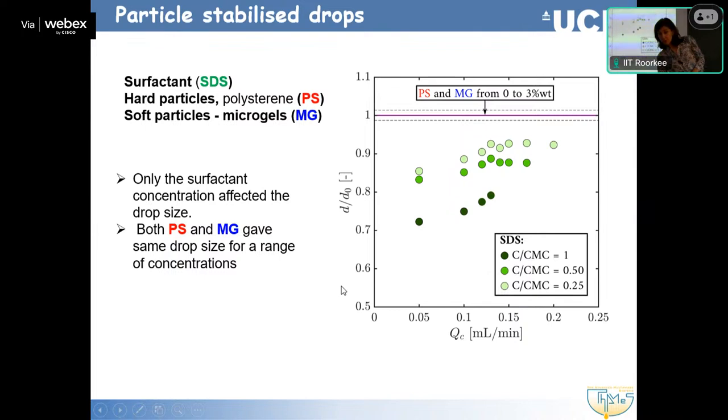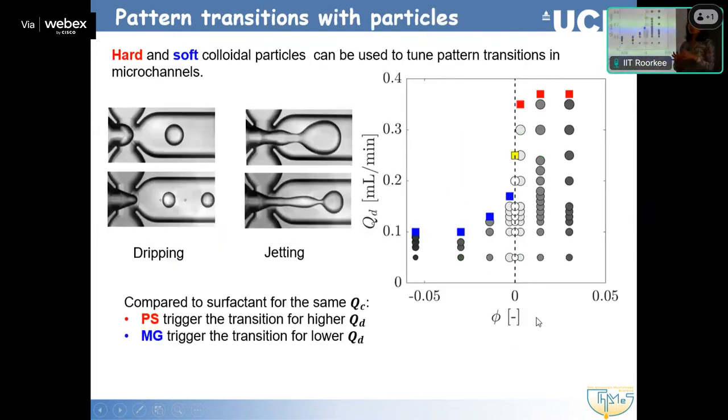What we found, though, is another interesting phenomenon when we looked at the transition from the dripping to the jetting regime, using again the surfactants and the particles. You remember what we said with the surfactants: as we increase the surfactant concentration, the dripping regime shrinks, becomes smaller. So what we found is that when we have the polystyrene, the hard particles, so this is not minus and plus on concentration, just to show that this here is the hard particles, this here is the soft particles.